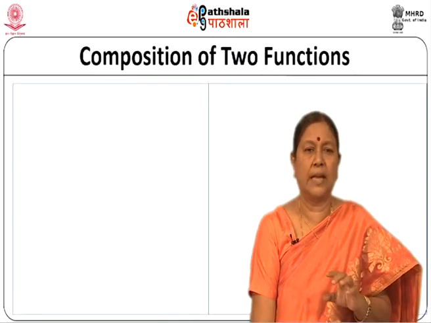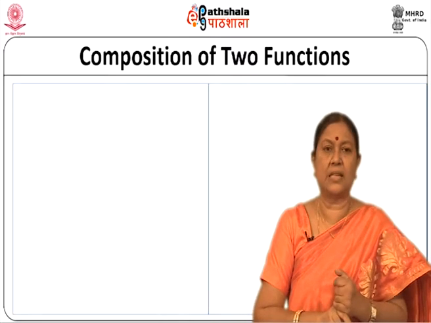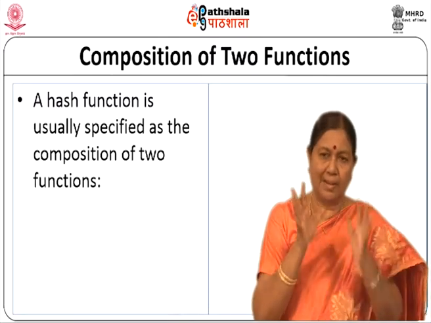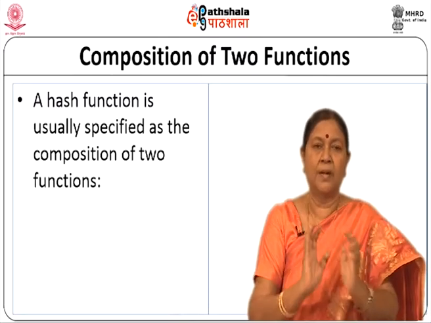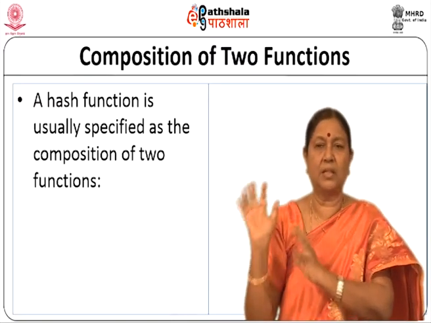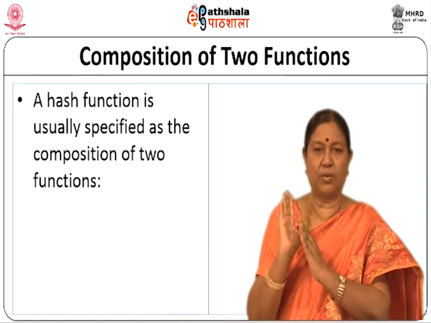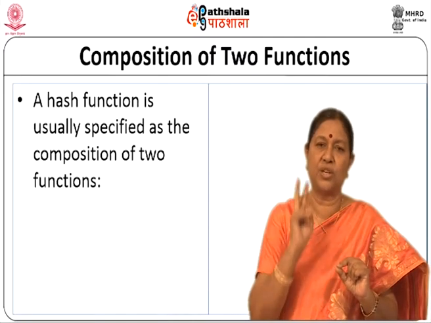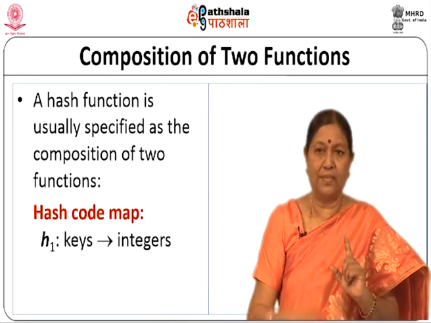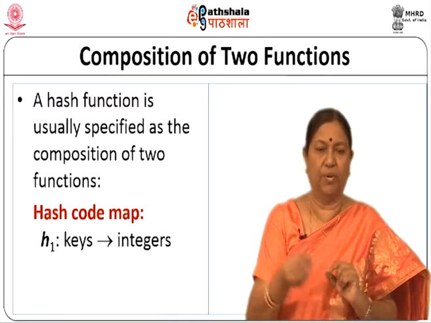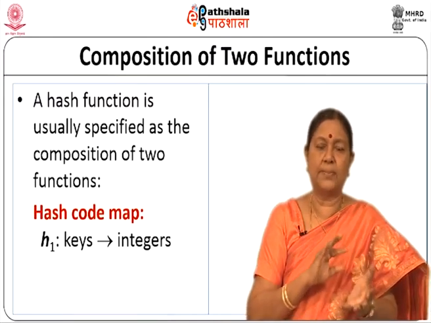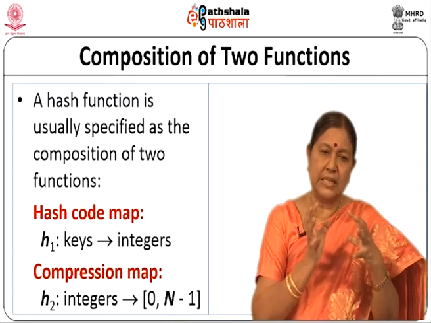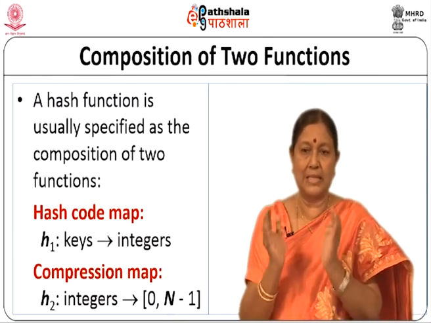Now, as we already told you, a hash function is usually specified as the composition of two functions. Previously we just spoke about a hash function without saying how it is composed. Given a key, we finally want an index into the hash table, to find the location of the key in the table. A hash function is usually specified as a composition of two functions. One is the hash code map, h1, which maps the keys to integers, and the other is the compression map, h2, which maps these integers into 0 to m minus 1, the size of the hash table.